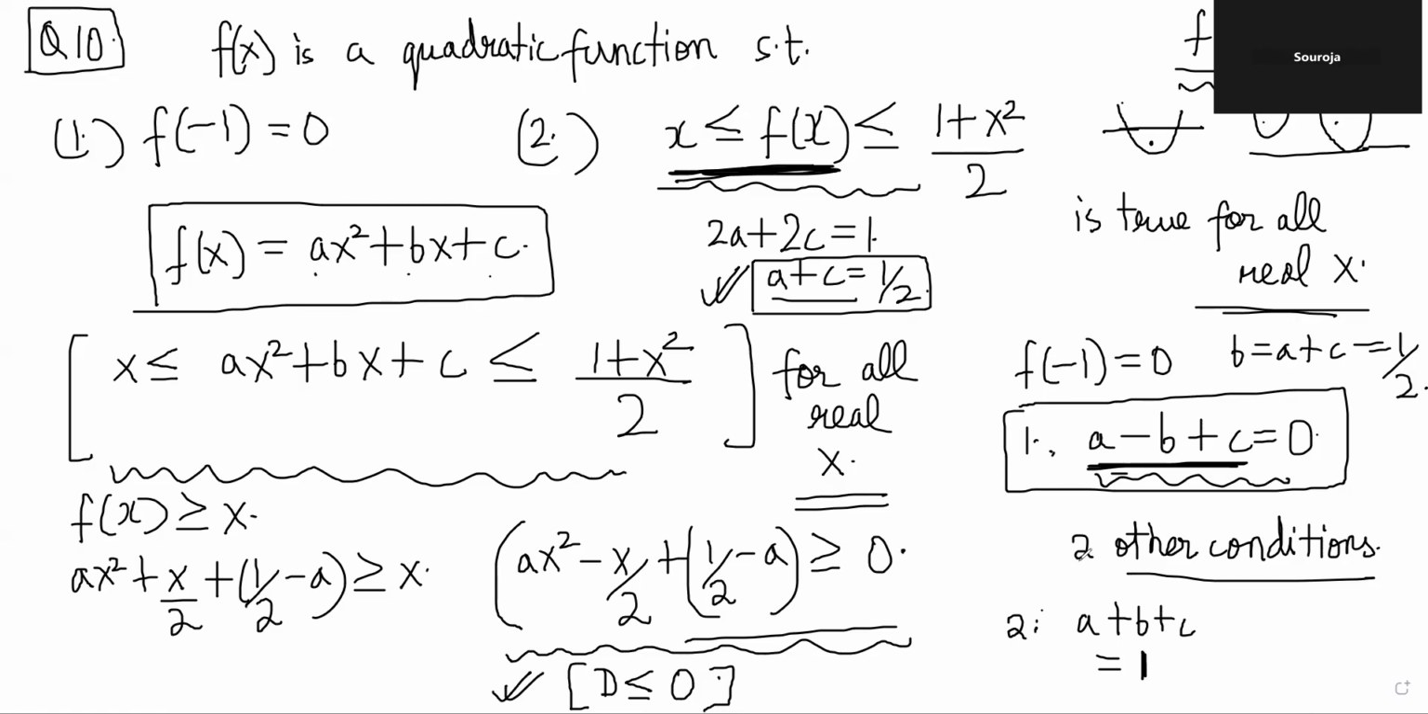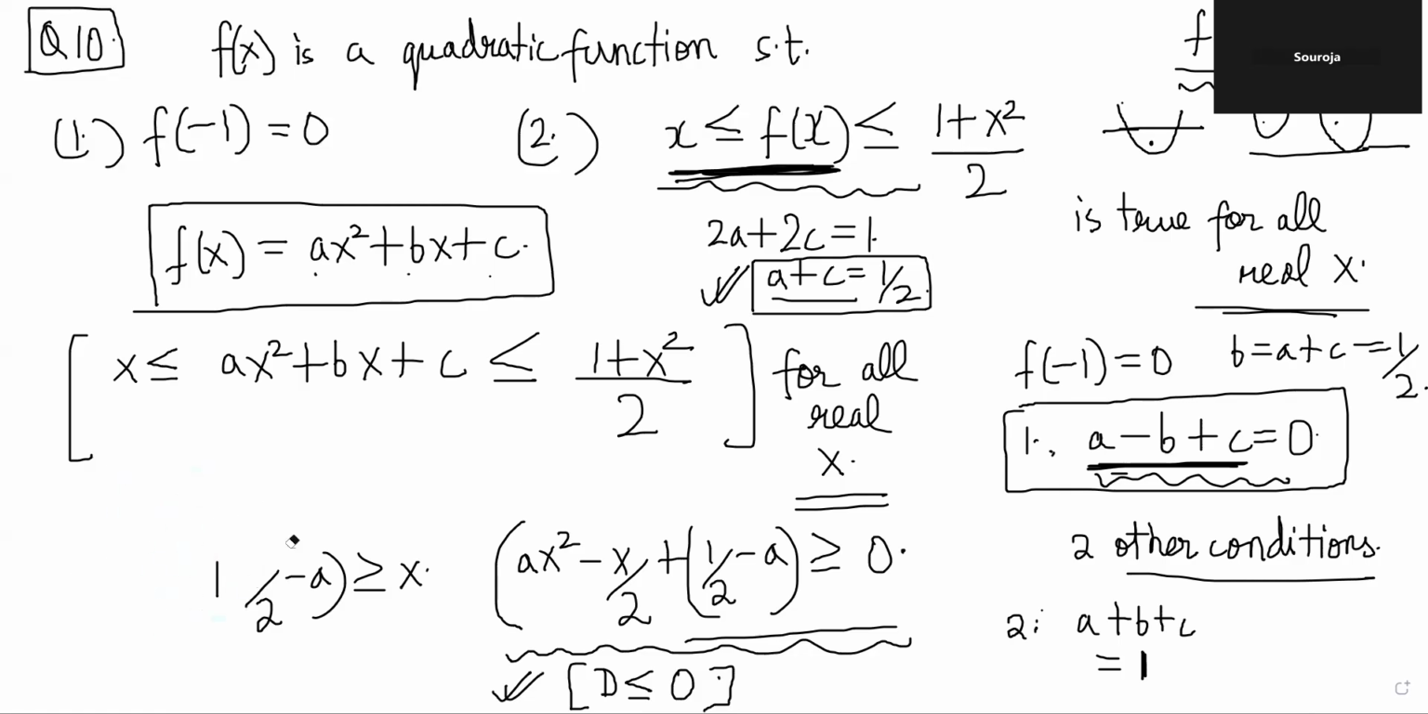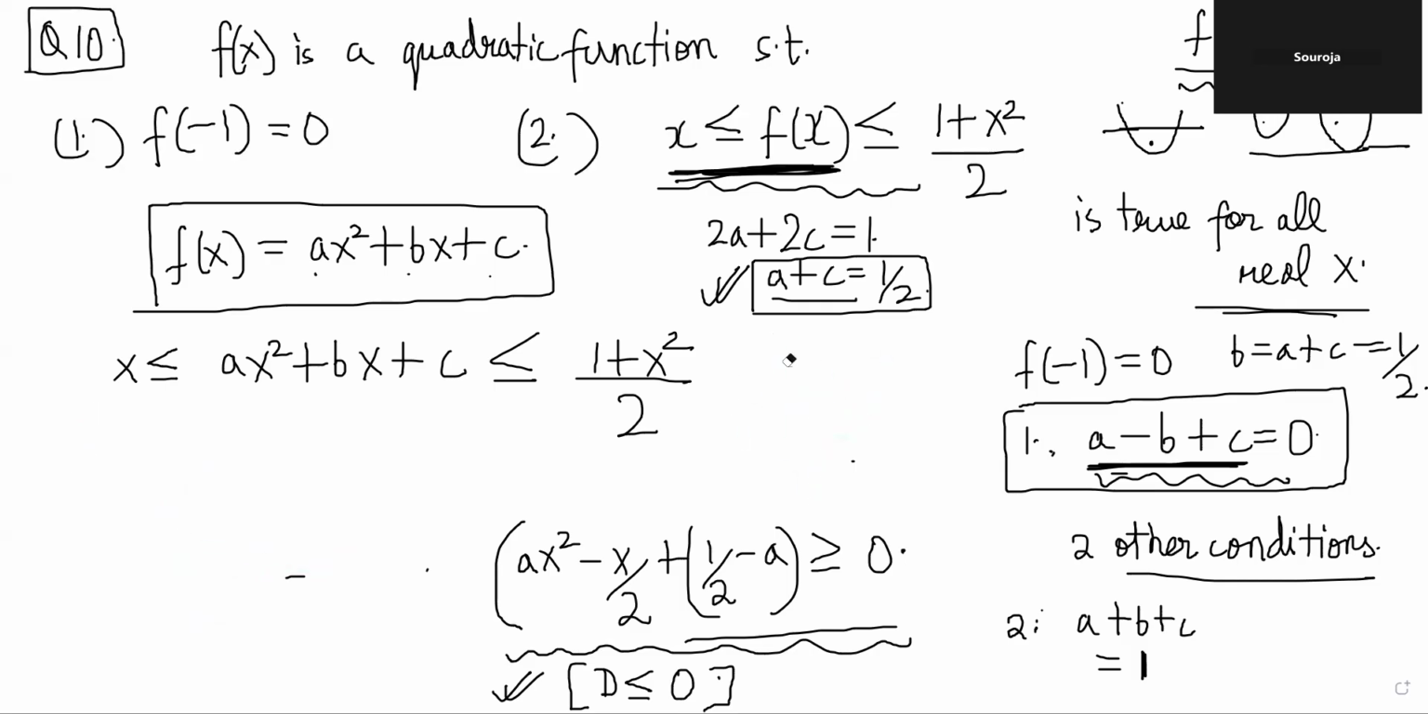So on this, we can say the discriminant is less than or equal to 0, and that will give us a condition on a now, because the discriminant will come in terms of a, correct? So let's calculate that. 1 by 4 minus 4 times a times half minus a should be less than or equal to 0, right?